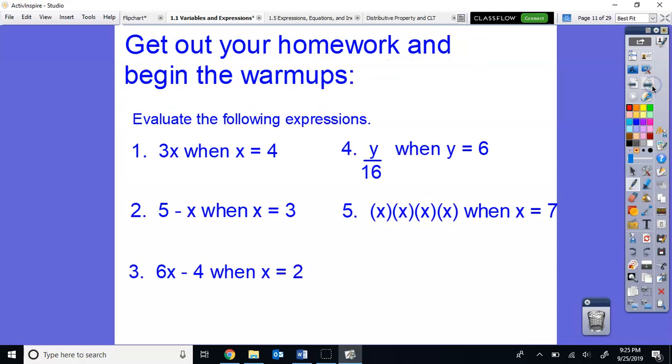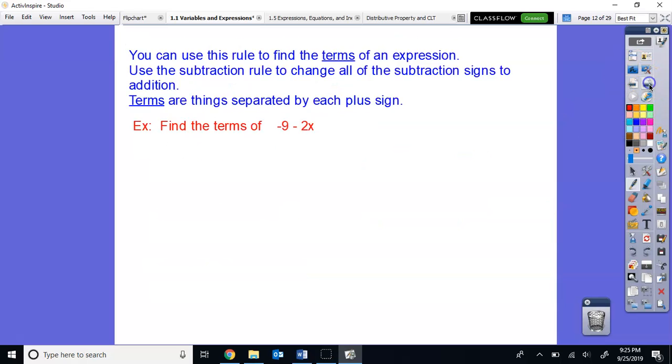We also talked about multiplying and adding and subtracting with variables. We talked about how when you are adding and subtracting, you have to have like terms. One of the first things we did was talk about a term being something that's separated by a plus sign. In other words, when you have negative 9 minus 2x, that's the same thing as negative 9 plus negative 2x, doing that leave, change, change. This is one term here. This is another term here.